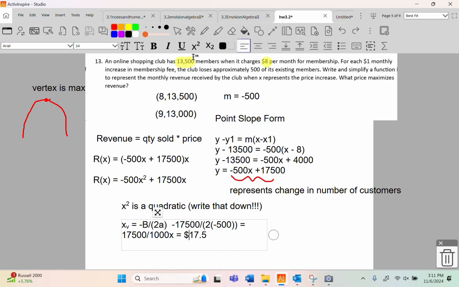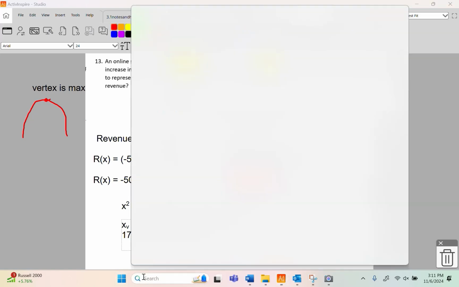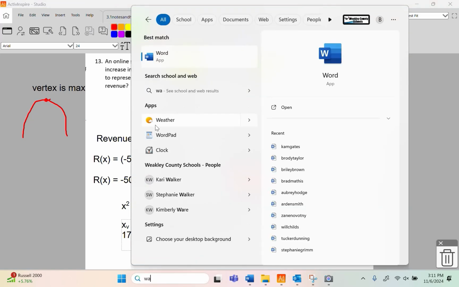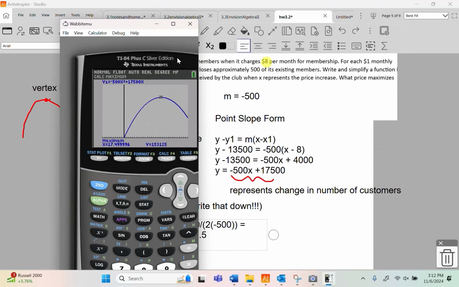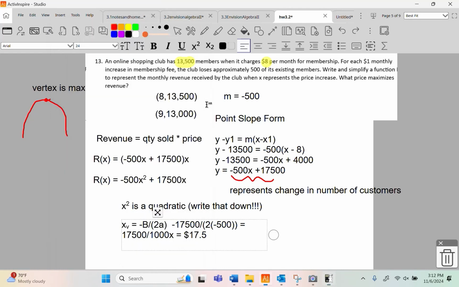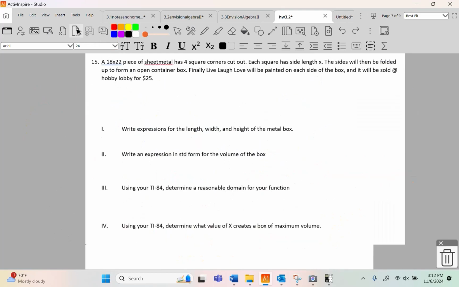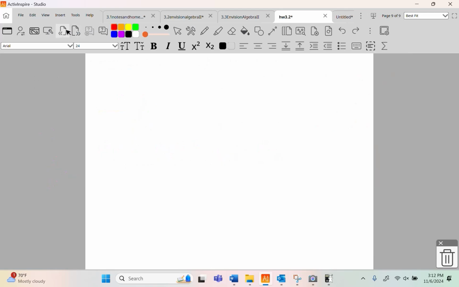You lose some people, but you're charging more. You're gaining more because there's so many thousands of members. I've closed it, but I was playing around with it in WabbitEmu, which is my emulator. It actually has to round the number, but there's your maximum revenue, $153,125. And I verified that by just plugging in numbers and doing it by hand without algebra. Let's see. I don't want to do 15. I don't want to do 17.